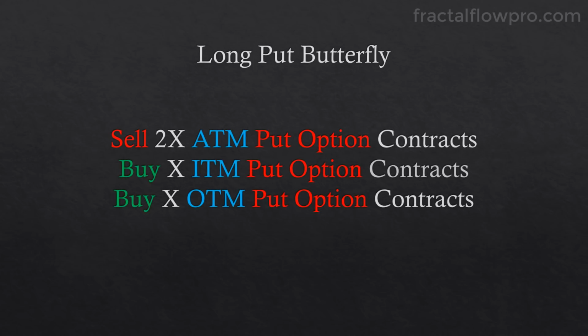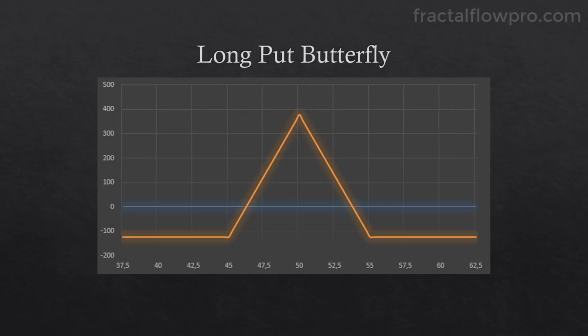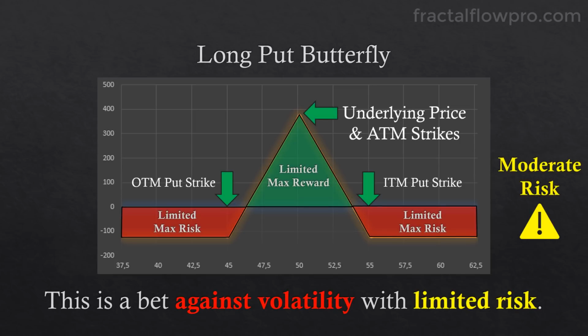The long put butterfly is exactly the same as the long call butterfly, but the strategy is formed only by put option contracts. To form this strategy, you will sell 2X number of at-the-money put option contracts, buy X number of an out-of-the-money put option contract, and buy X number of an in-the-money put option contract. In terms of payoff, this strategy is similar to the short straddle in the sense that it is a bet against volatility, but there is an important difference, which is that in the long put butterfly, the maximum potential loss is limited. The highest reward occurs if the underlying price doesn't move away from the at-the-money option strike.